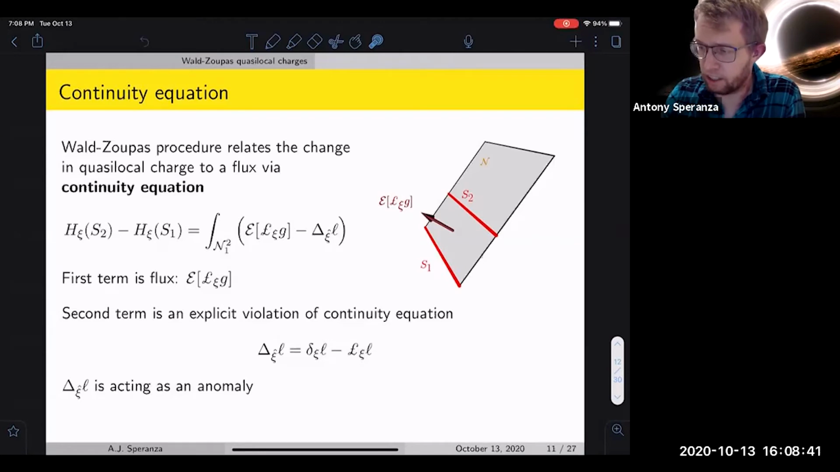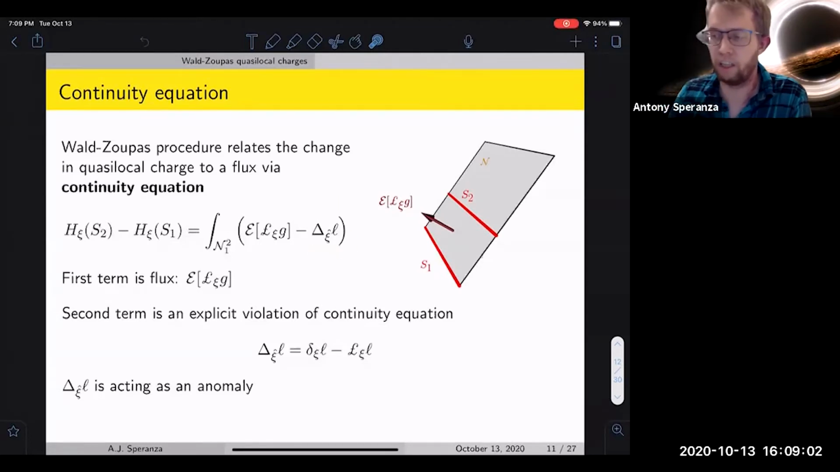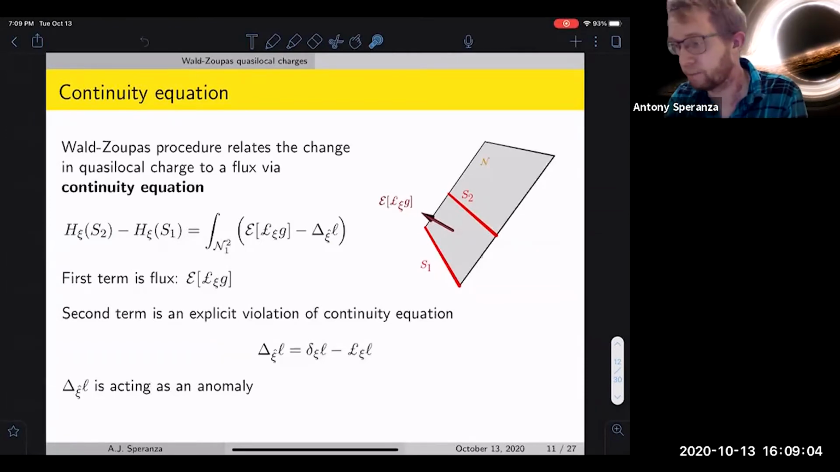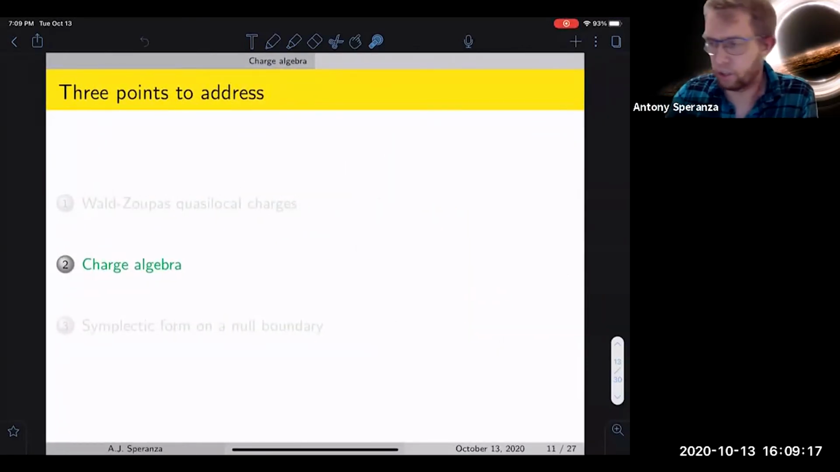And so here, this continuity equation actually looks like it has a violation due to flux of charge and also an explicit violation. And so we want to start interpreting that this non-covariance of the boundary term is really acting like an anomaly. So you can think of this as being analogous to an anomalous Ward identity, where there's an explicit violation of a conserved current. So this is the first place where we see this anomaly popping up in the construction. Okay, so the second thing we have to do is just define the algebra for these quasi-local charges.